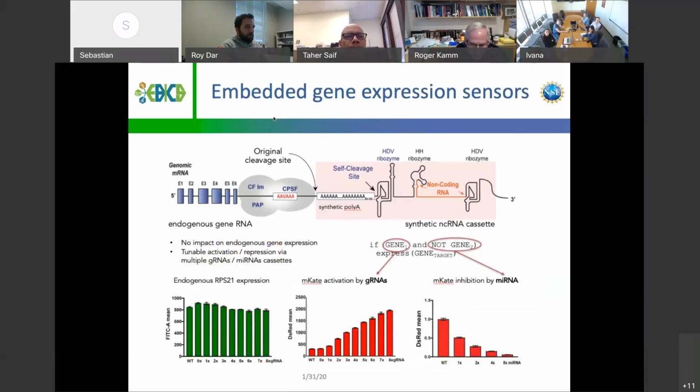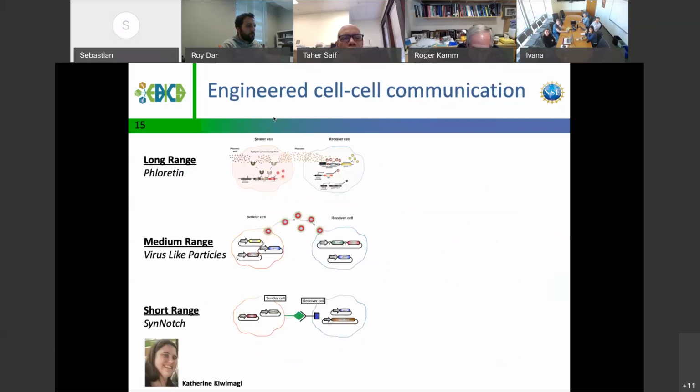In this area of sensing as well, the Weiss Lab has also recently shown that you can have embedded gene sensors. Essentially, there's a synthetic RNA that can be expressed downstream of endogenous genes, and you can use them to sense changes in gene expression. So similar to microRNAs, but instead of sensing microRNAs and looking for differential changes in microRNA expression, with this platform, you're able to sense differential gene expression, which is very powerful.